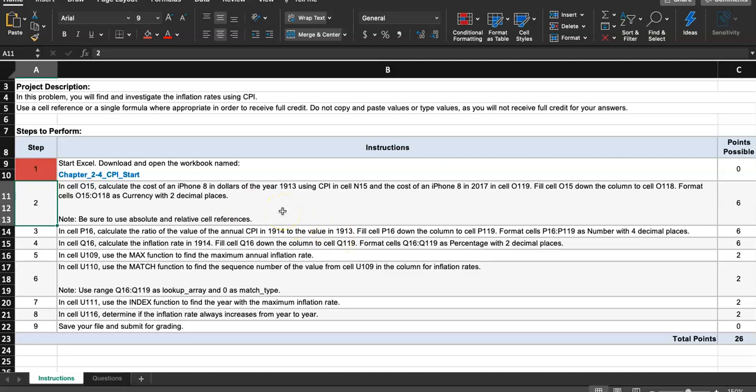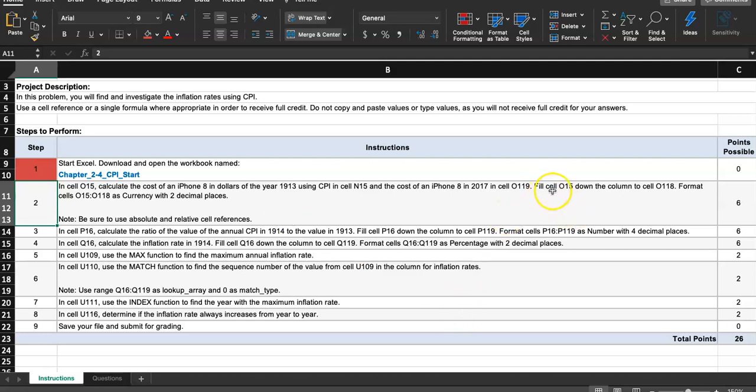So basically, it sounds like we're using CPI to figure out how much iPhone 8 would have been in 1913. Okay. We didn't have an iPhone back in 1913, but what if we had it? Will we be able to estimate the price of this iPhone 8 in 1913 using the CPI in 1913 and the iPhone price in 2017 and the CPI in 2017? That's something we can do that we talked about in our math class.